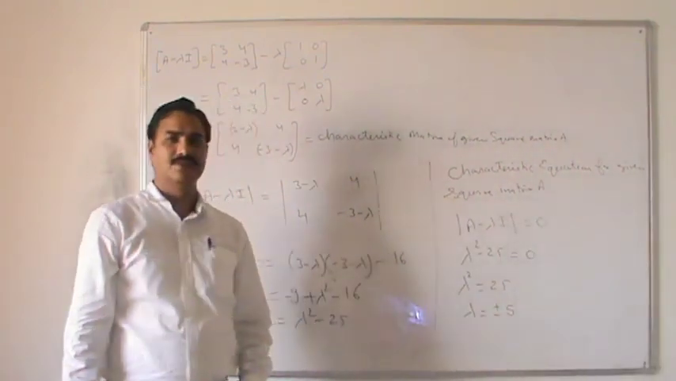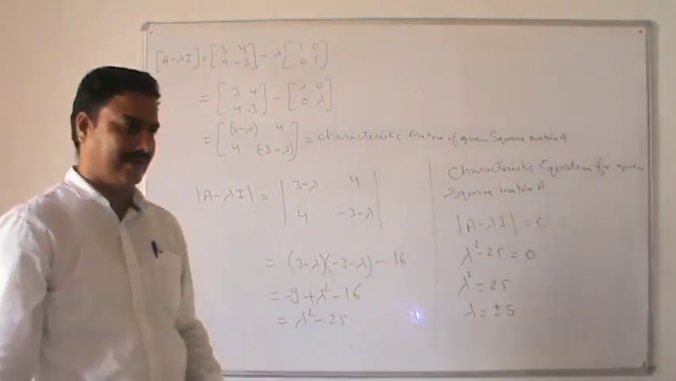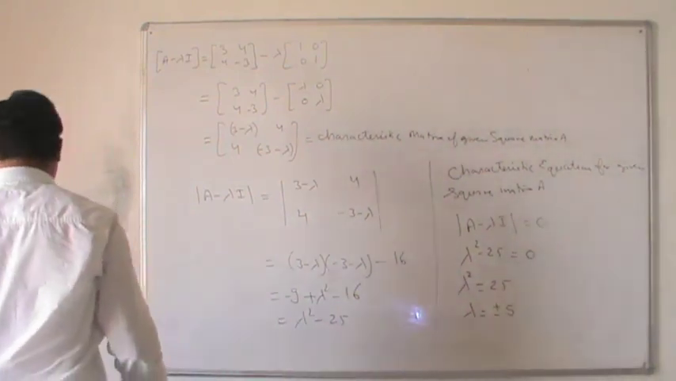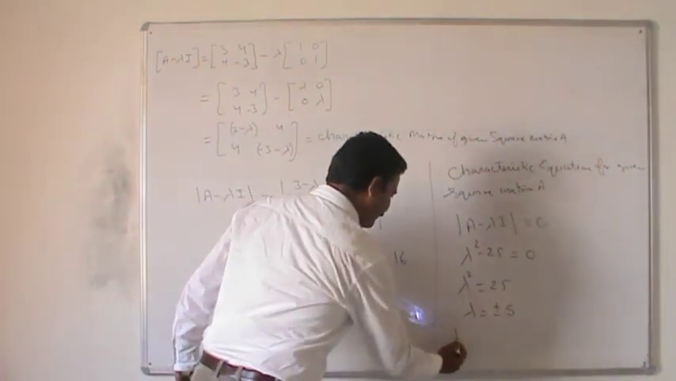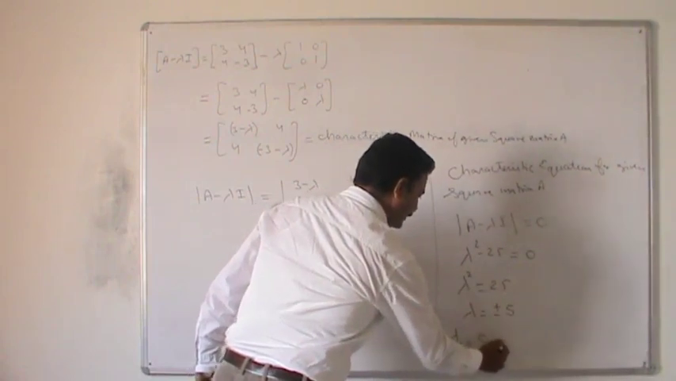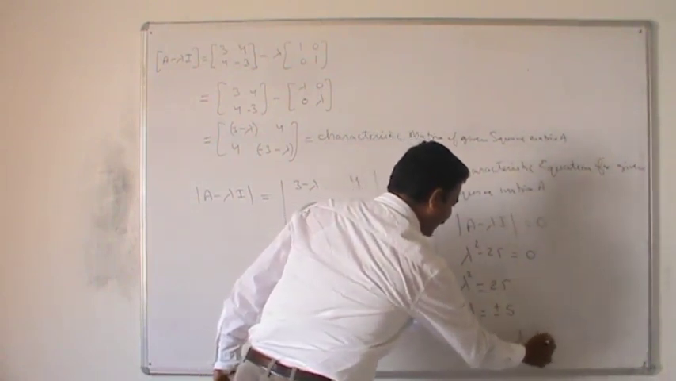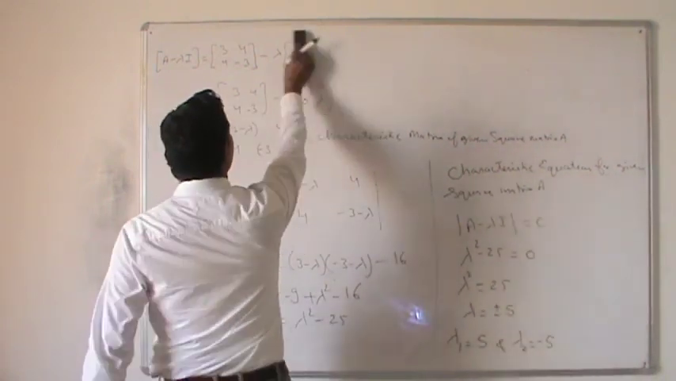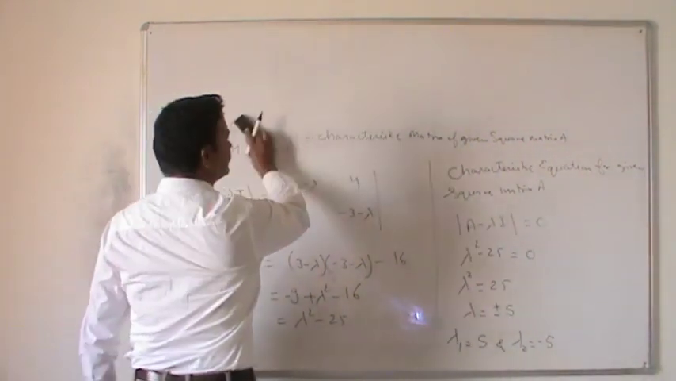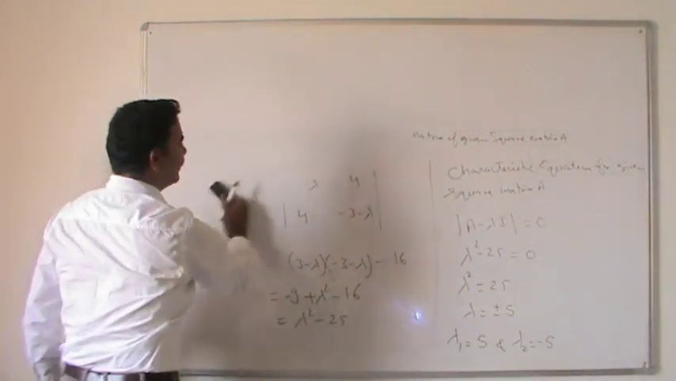Now corresponding to these two eigenvalues, we calculate our eigenvectors. Let us consider lambda 1 as 5 and the other eigenvalue lambda 2 equal to minus 5. So there arise two cases, case 1 and case 2.